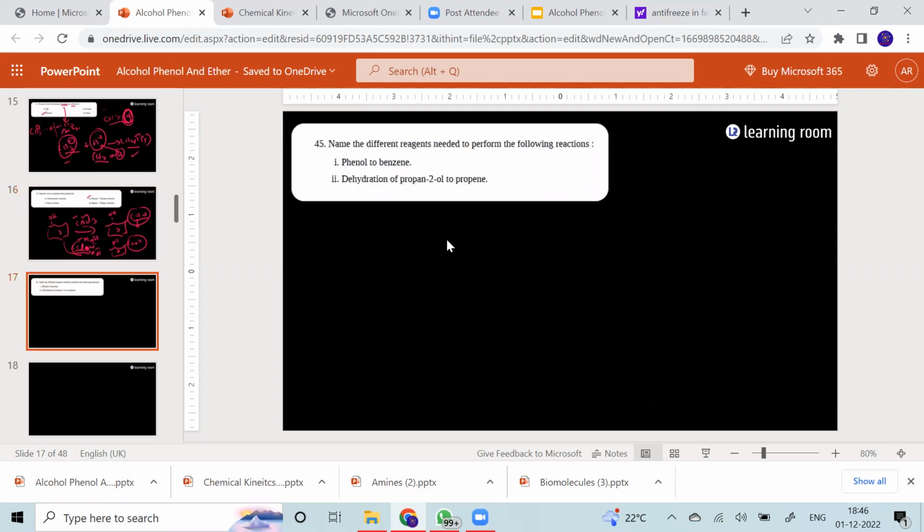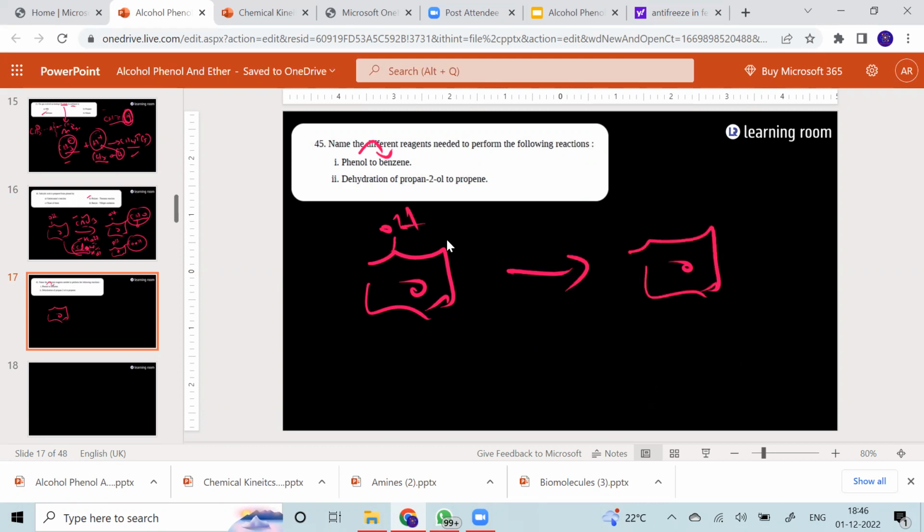Name the different reagents needed to perform the following reactions. I want to convert phenol to benzene. Now all I have to do is only one thing. What should I do? Convert only one step. Zinc is present. Zinc dust is what I need.